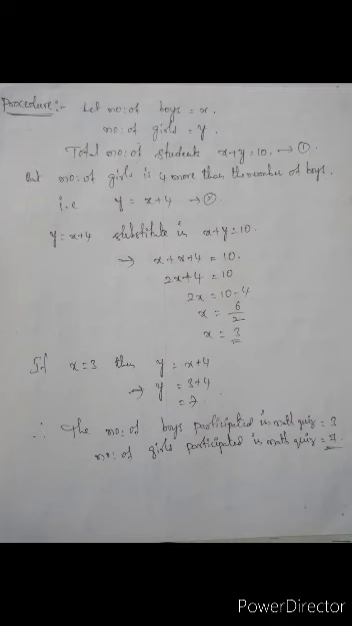Y means here girls. Girls is 4 more than the boys. That means 4 more than the boys, that means X plus 4. This Y equals X plus 4 we will substitute in the first condition, X plus Y equals 10.